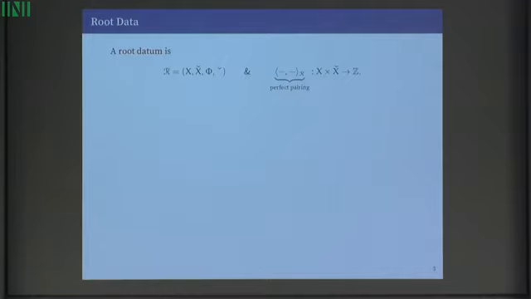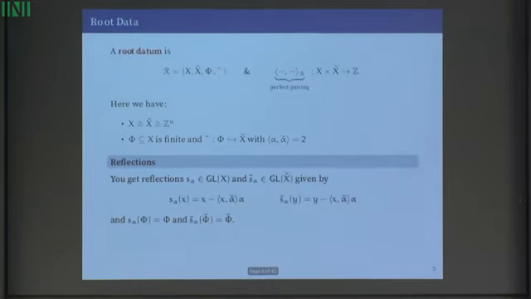So a root datum for me is going to be a pair of free Z modules, which are put into perfect pairing. That means that one is isomorphic to the Z dual of the other. And you have a finite set of roots in X, and then you have an injection of the roots into this X check, so into the dual, which gives you the corresponding co-root. So at every root, you have a corresponding co-root, and they have this relation here.